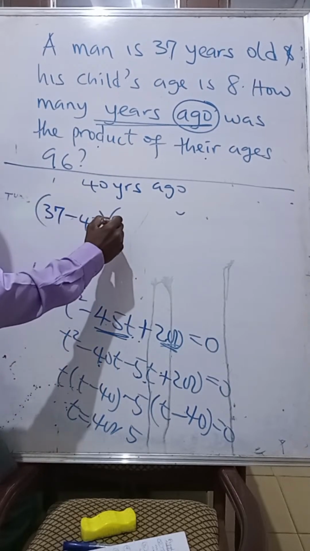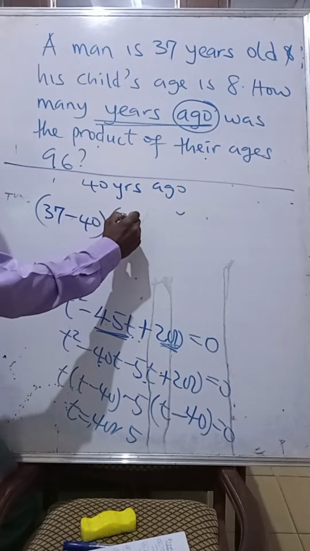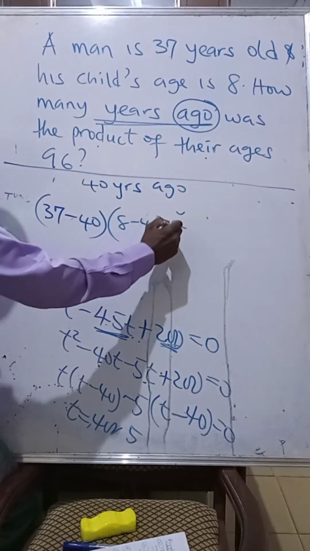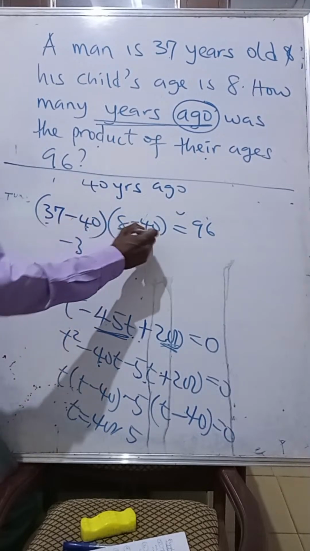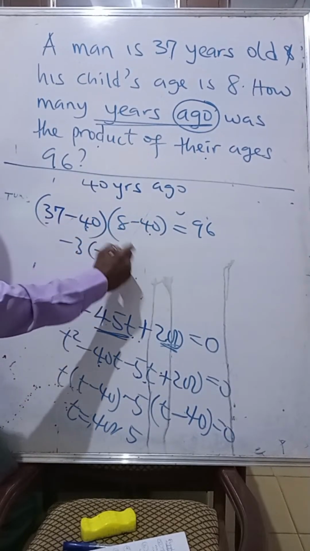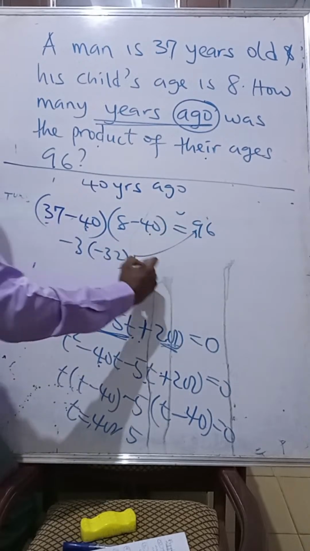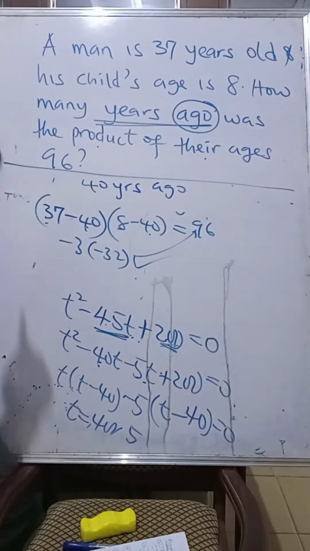And then for the child, 8 minus 40. It must give you 96. Let's confirm that. This is minus 3. This is what? Minus 32. So you can see now it's giving you this. So that's 40 years ago, the product of their ages was 96.